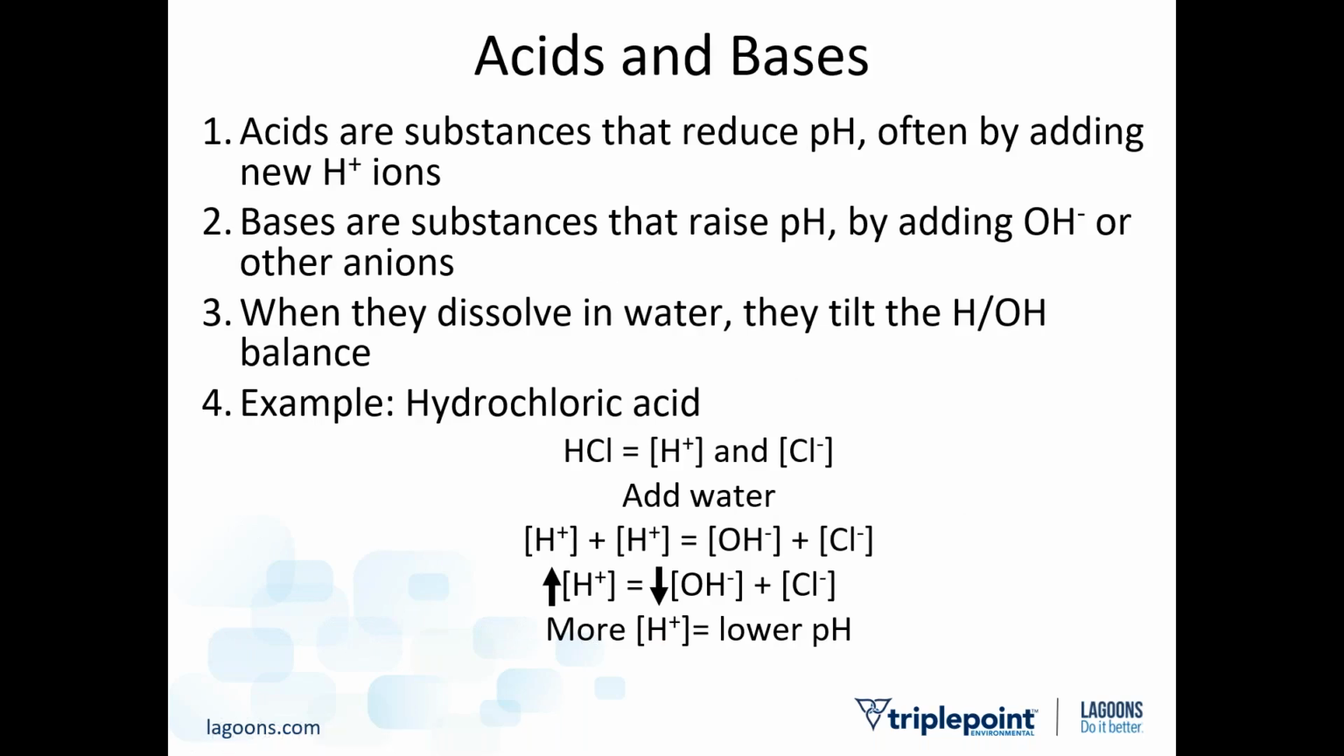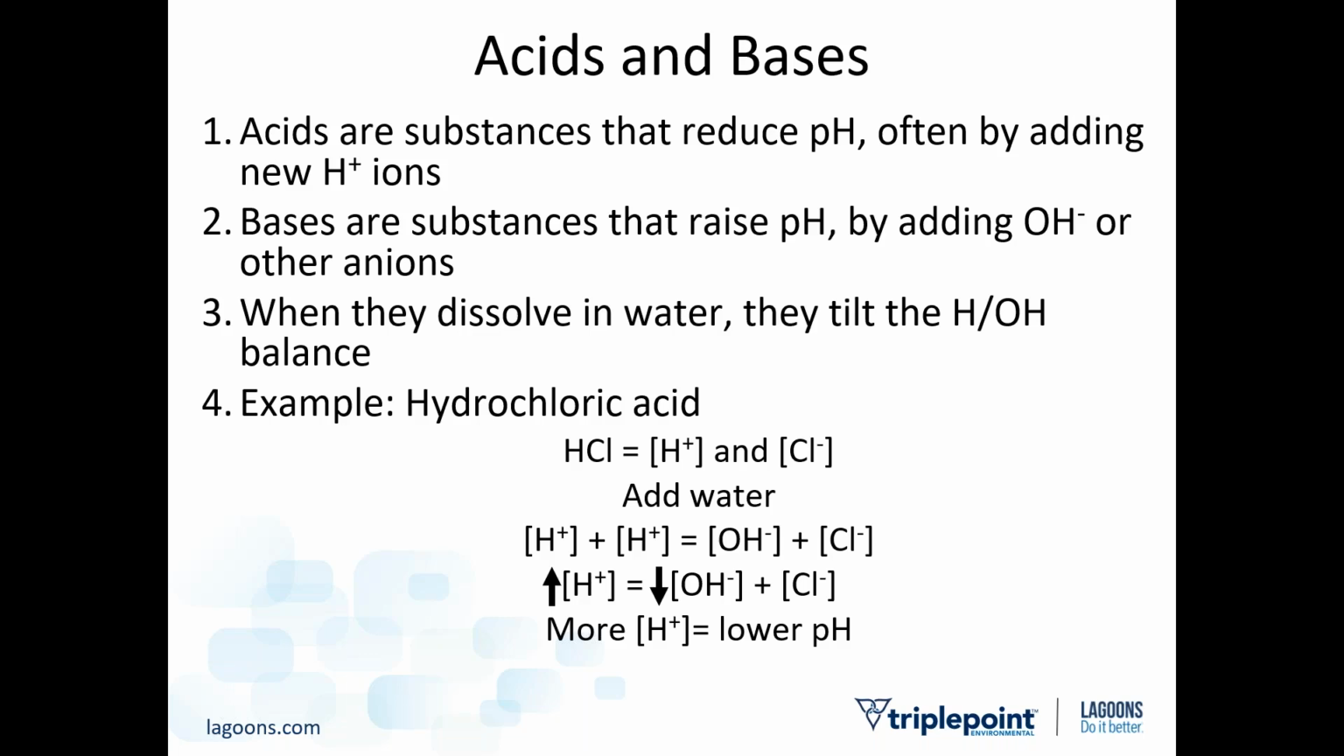So of all of the species that are in the water, some have more of an effect. The ions in the water have more of an effect on pH than others, and we call these acids and bases. Acids are substances that reduce the pH. They make it more negative. Often they do this by straight up adding new H+ ions into the water. But there are other mechanisms as well, such as if they deplete OH- ions, it has the net effect of increasing H+ ions.